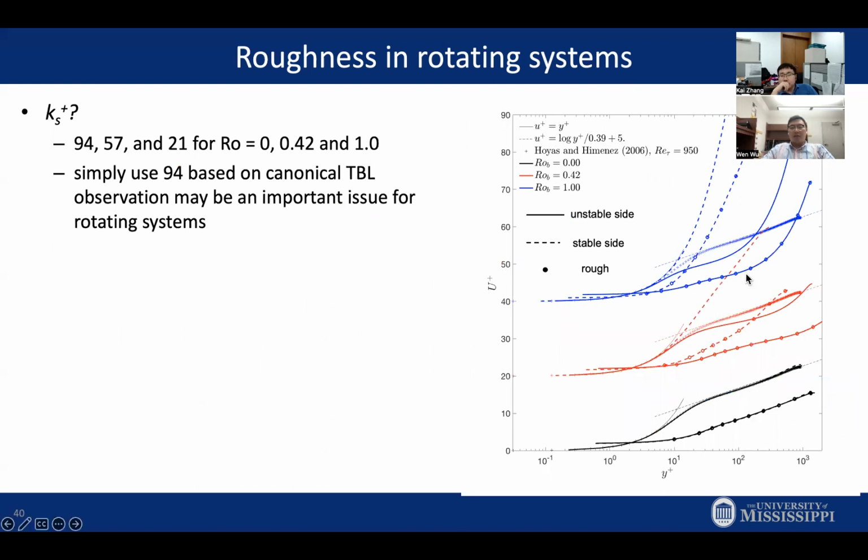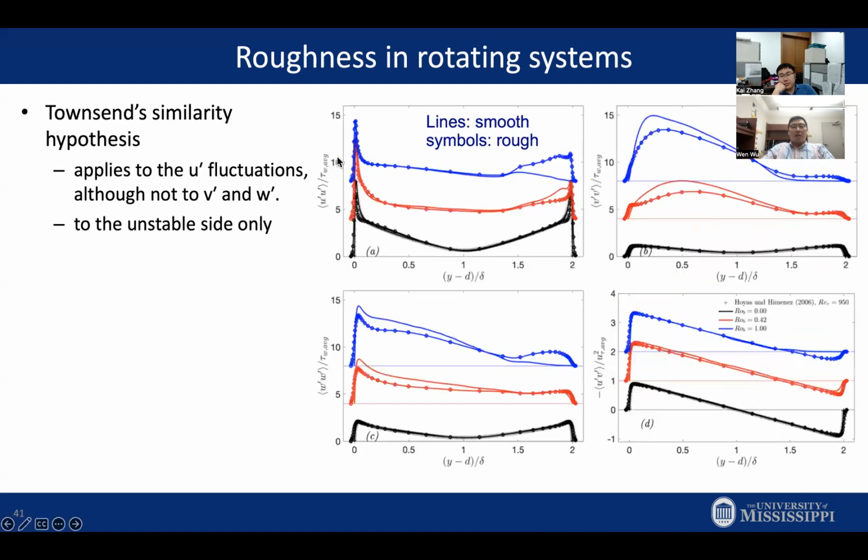So this is how the velocity profile looks. There are a lot of lines, but the general message is, again, you're trying to measure the downshift of the log law. Luckily, it seems that there's still this log law, and you can measure a downshift by comparing the smooth wall and rough wall cases. But the ks plus is not 94 anymore. If it's not rotating, it's 94. If the rotation rate is intermediate, it's 57. If it's high rotation rate, it's 21. Again, this shows the risk of utilizing canonical boundary layer observations in our predictive tools for non-equilibrium flow.